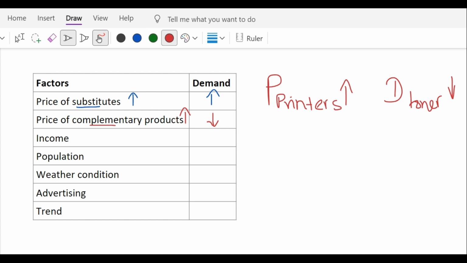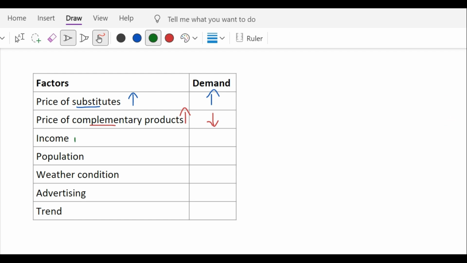What if there is a decrease in the price of printers? Then printers are cheaper, you will buy more printers. If you buy more printers, you will obviously buy more toner as well, so the demand for toner increases.